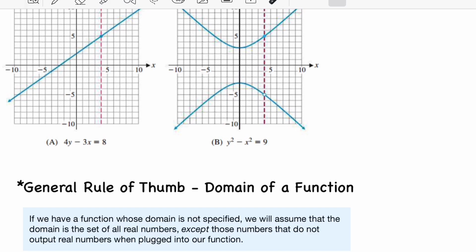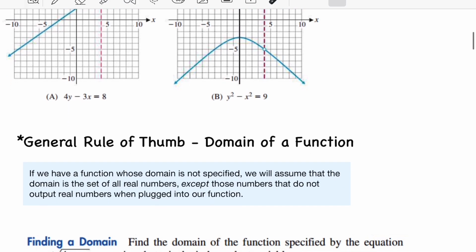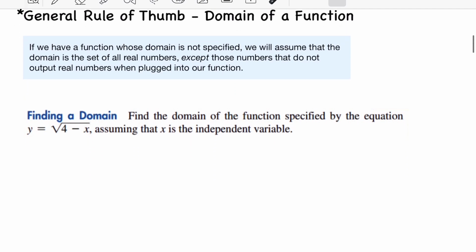And I know that's a bit of a mouthful, but we can just think of it as the domain is going to be the set of all real numbers, but we're going to exclude those numbers that make our function undefined in some sense. So let's illustrate this with an example.